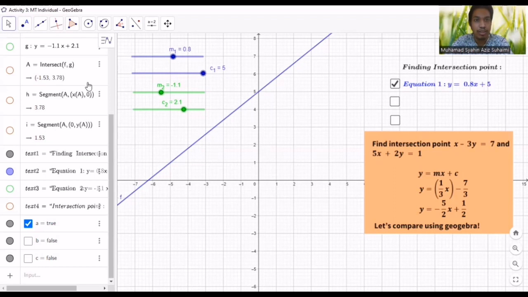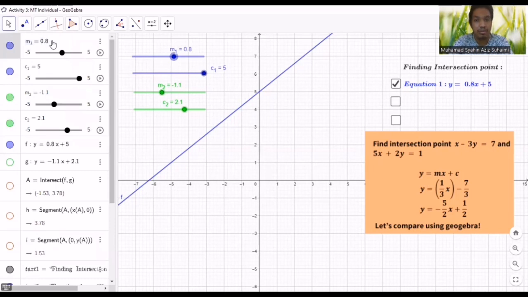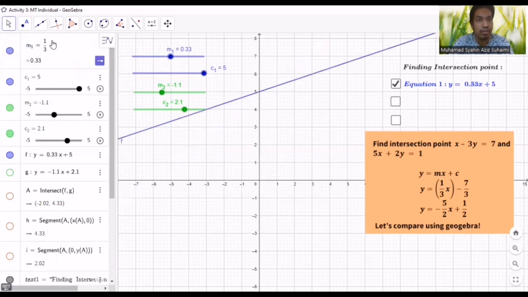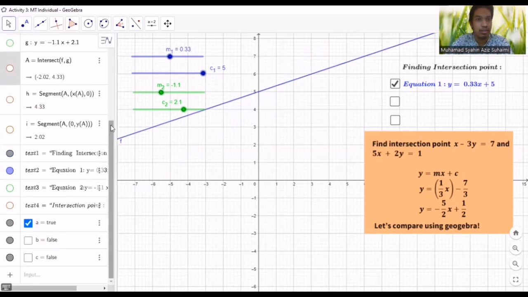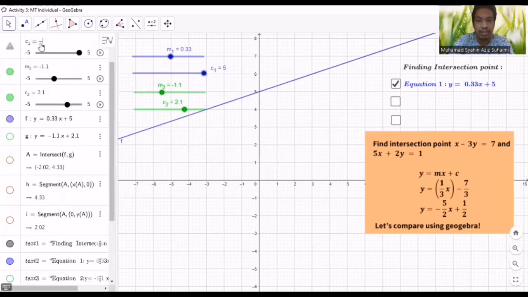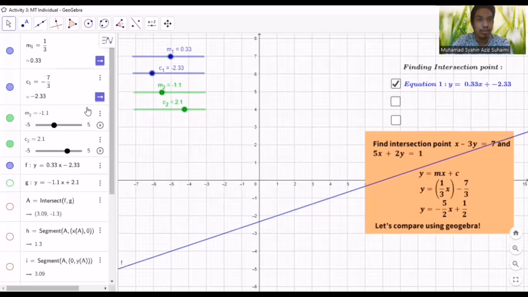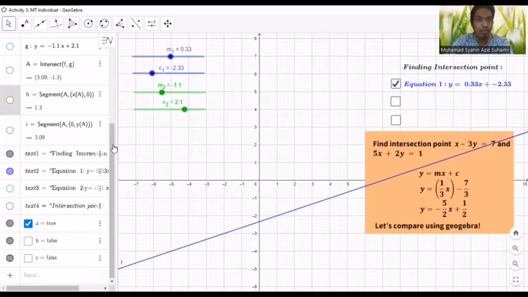So m is 1/3. For the blue one, we change m1 to 1/3. And c, we change to negative 7/3. And we get this one. This is the graph of the first equation over here. And then the second equation, negative 5/2 x plus 1/2. So negative 5/2 is the m value, which is negative 2.5.